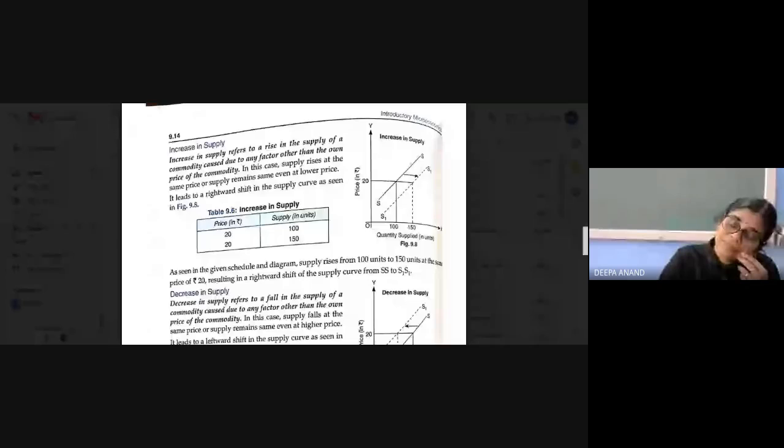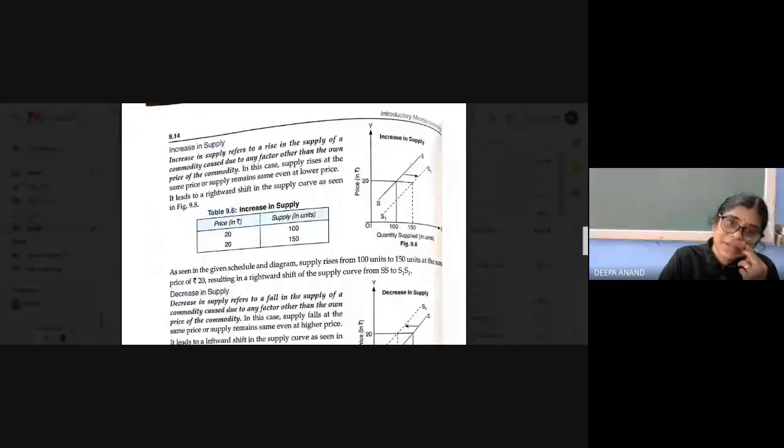Next we have a comparison: movement along the supply curve versus shift in supply curve. So now you have studied what is movement along the supply curve and what is shift in supply curve. You yourself can differentiate it.